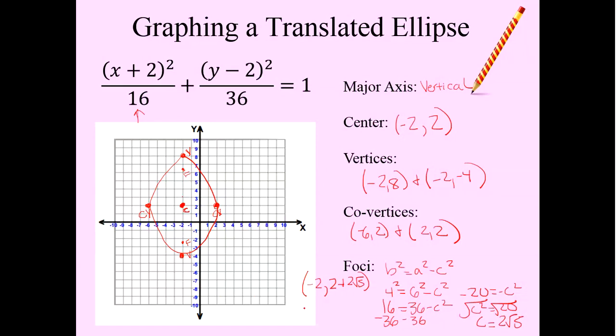Same thing to say we're going to start at negative 2 for our x, and then we're going to go 2, but we're going to subtract 2 square roots of 5. Ultimately, that's what we did to find our 2 new foci points.